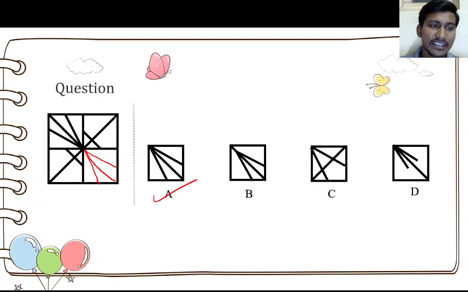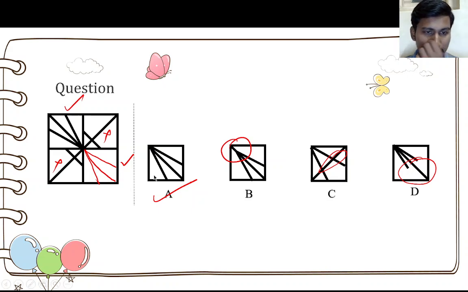If you see, this one and this one are the same, just opposite to each other. Here it is not joining at the center, so not B. Here one line is reversed, so no. And C has not joined here, so that is not the answer. So A will be the answer. Understand how to do this? Yes, good. So it is very easy.